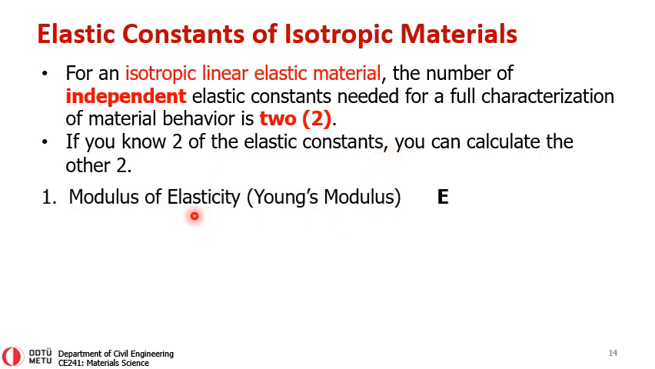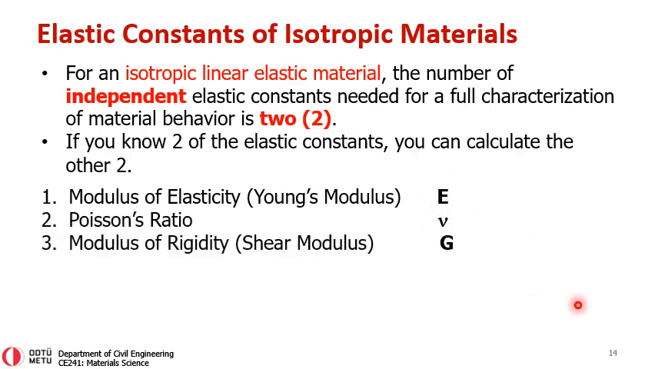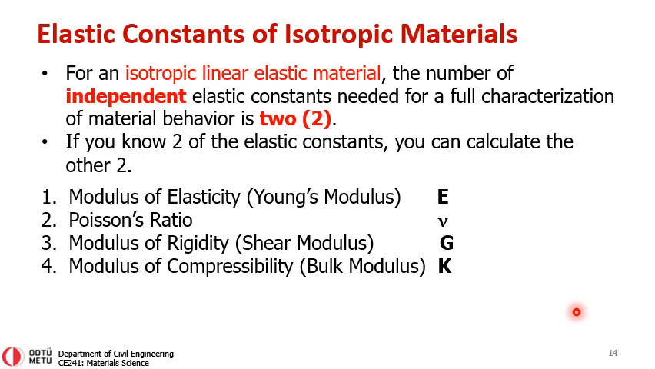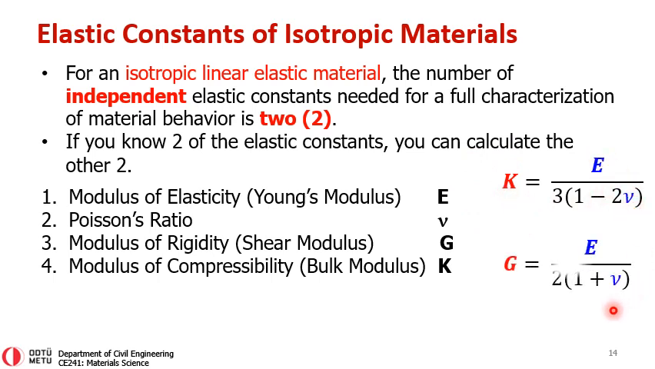So what are those physically meaningful elastic constants? Those are the modulus of elasticity, Poisson's ratio, modulus of rigidity, and modulus of compressibility. Even though we have 4 of these, if we know 2 of them, we can calculate the other 2. In the previous slides, I showed the derivation of this, so we can find how the bulk modulus is expressed in terms of E and nu. Similarly, you can show that when you know E and nu, you can calculate G, or if you know K and G, you can calculate the modulus of elasticity.